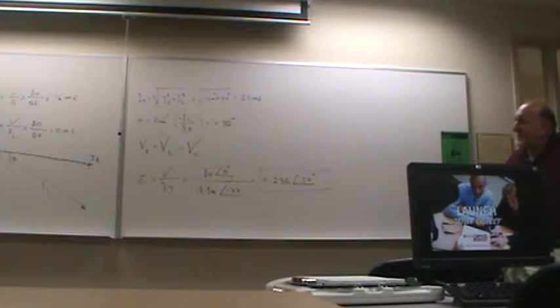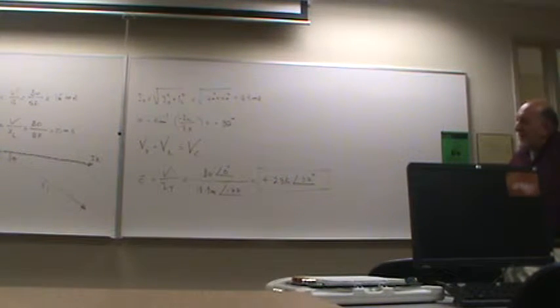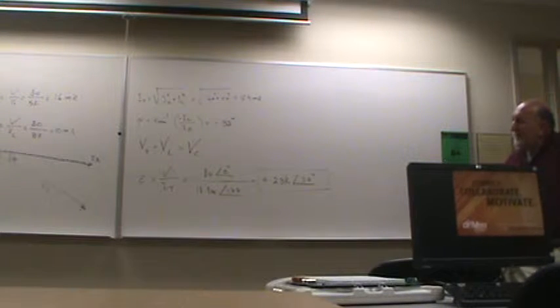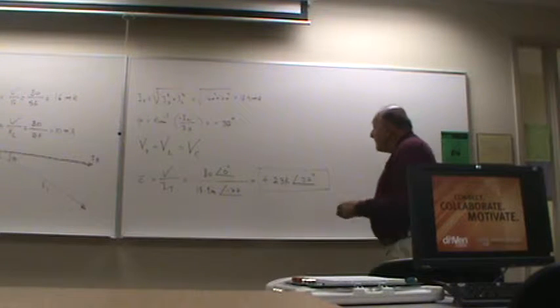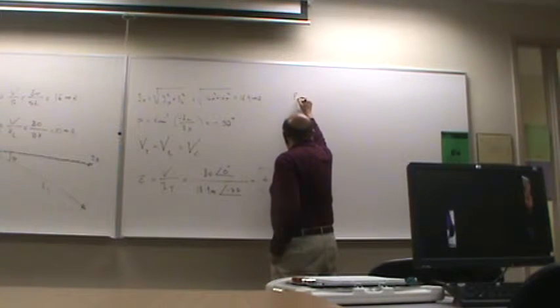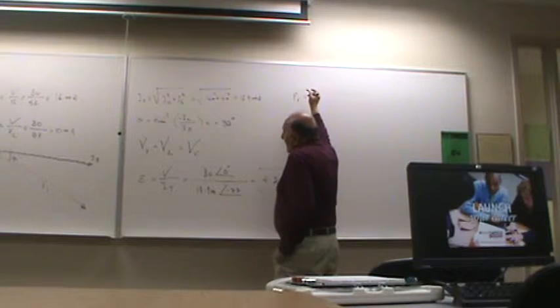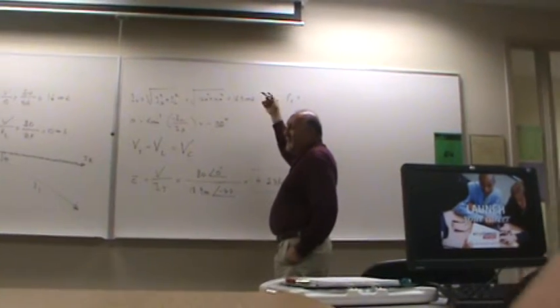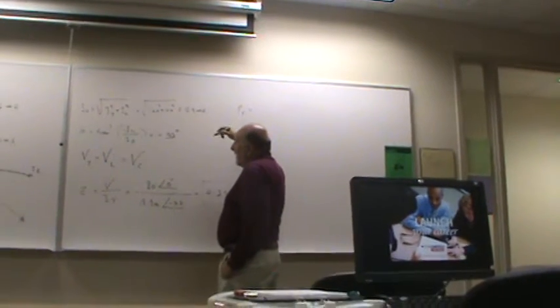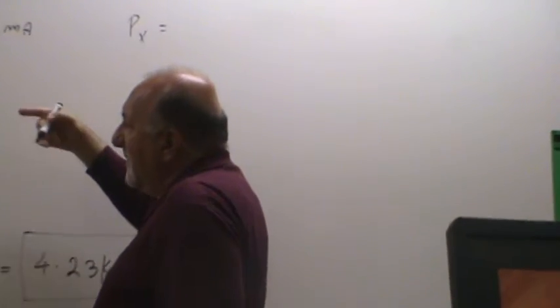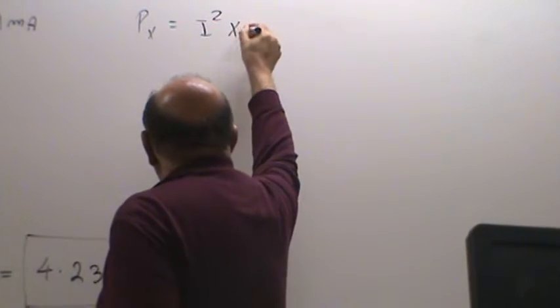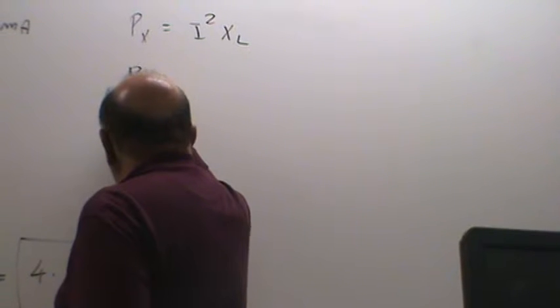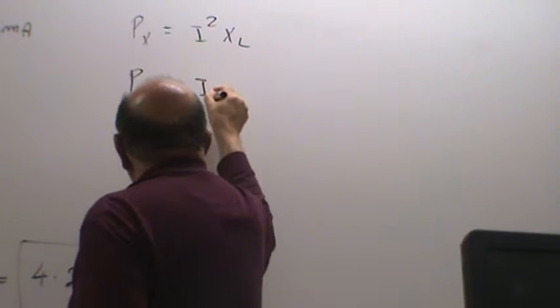Well, that's it. I don't think there's much more I can say. I can probably find the power. The power is not going to be any different than we have been finding. It uses the same formulas. P of X is going to be V squared over X, or I squared times X of L, whichever, since we already have I. I would like to use I squared X of L most of the time. And P of R is I squared R.